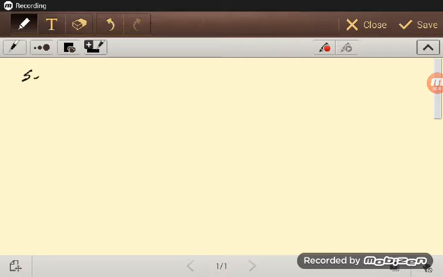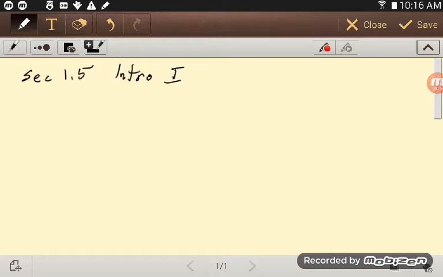Alrighty, here we are doing section 1.5, and this is just our intro with infinite limits. Infinite limits.